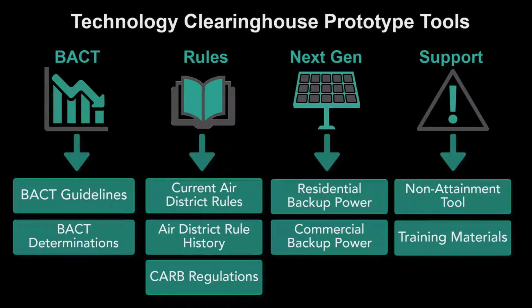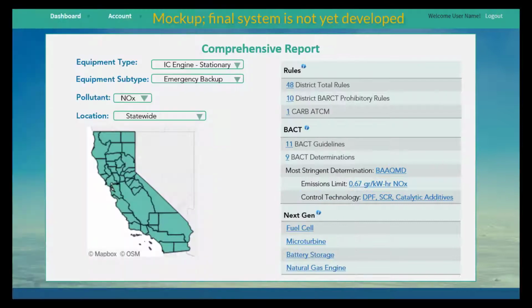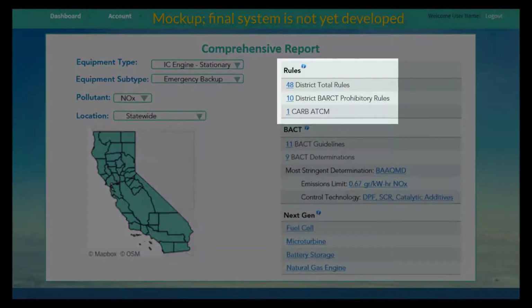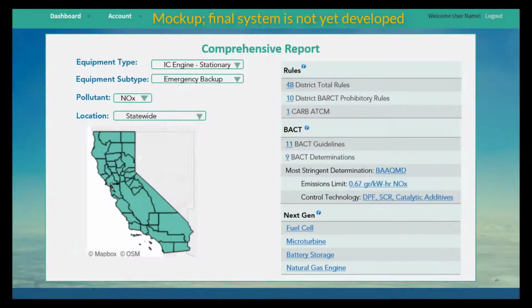These prototypes provide immediate value. However, we envision substantial improvements in the final Technology Clearinghouse system. The final system will bring together all of these prototypes into one consistent environment with improved features, speed, and user experience.